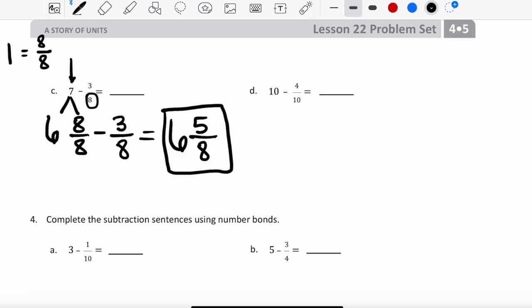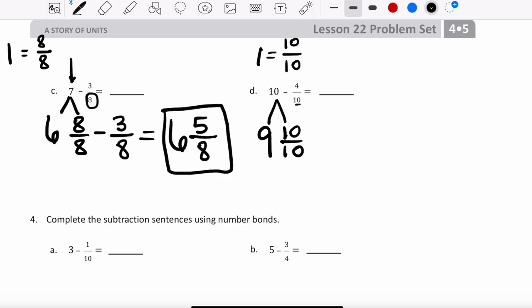Okay, we're going to look at the next problem. We have 10. We break it apart. So we take from the 10 1 whole, which leaves us with 9 left over. That 1 whole that we took changes to a fraction. So we look at our denominator of our fraction, which is 10. So the 1 whole becomes 10 tenths. So now I have 9 10 tenths.